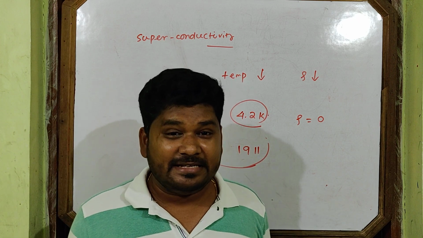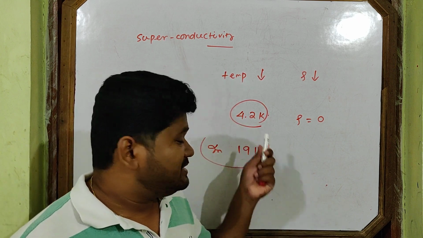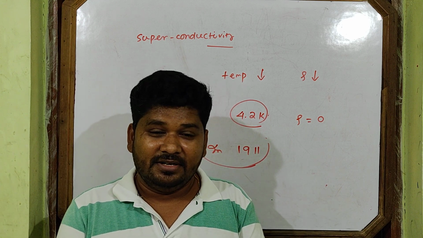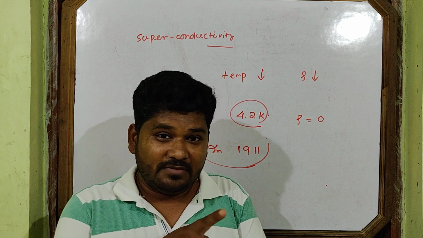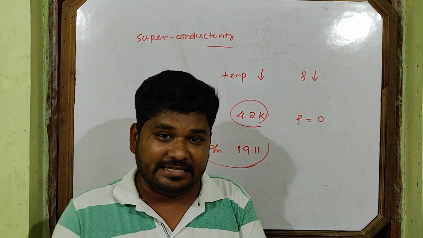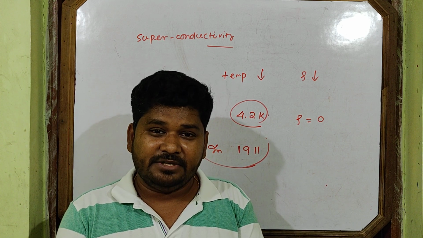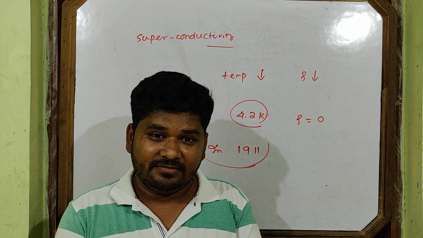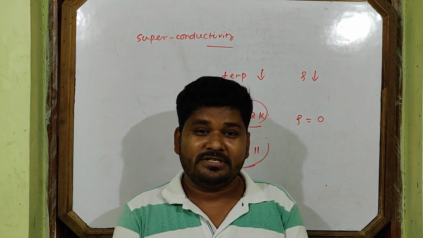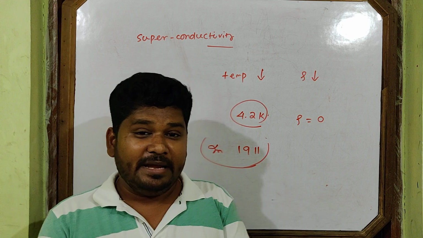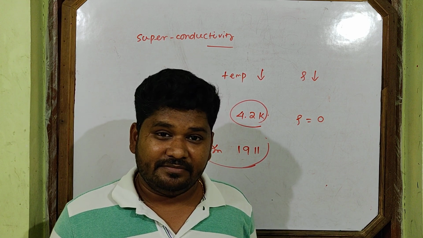At 4.2 Kelvin resistivity becomes 0. How will I achieve 4.2 Kelvin? It's a very small temperature. 0 Kelvin, you know, molecular motion ceases at 0 Kelvin. 4.2 Kelvin, how will I achieve it? Is it possible? No, it's not possible in our practical, day-to-day life. It may not have been possible at that time.